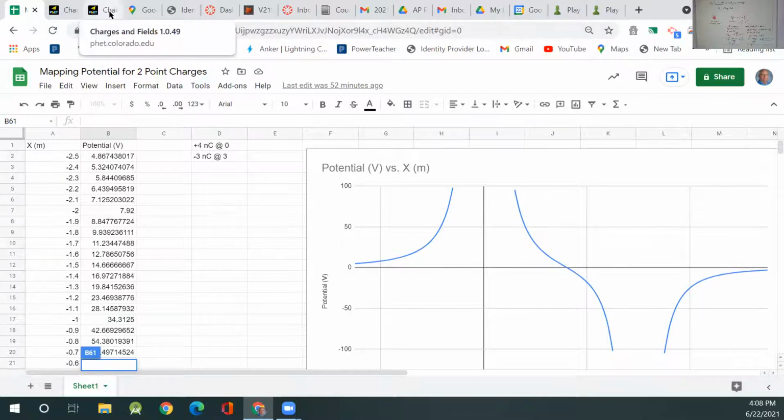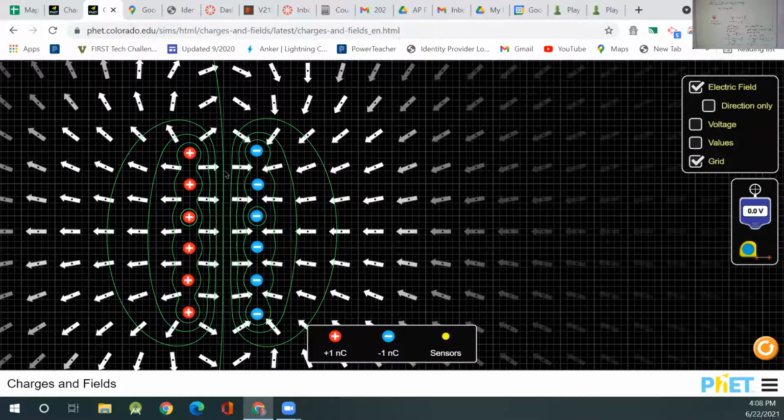And so now let's consider what happens when we don't have these mountain peaks. We have something that looks a little bit different. We have a line of charge.